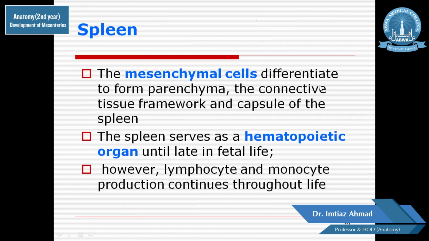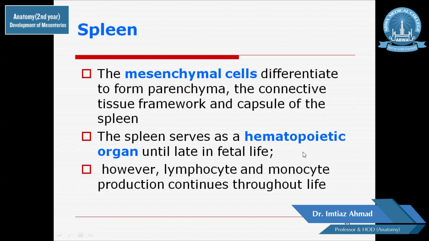The mesenchymal cells of the dorsal mesentery form the parenchyma, the main mass of the spleen, the connective tissue framework, and the capsule of the spleen. So there may be a question in the examination: what is the origin of the parenchyma or the connective tissue or the capsule of the spleen? The answer would be the mesenchymal cells differentiating from the dorsal mesentery.